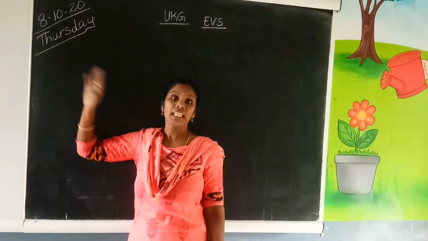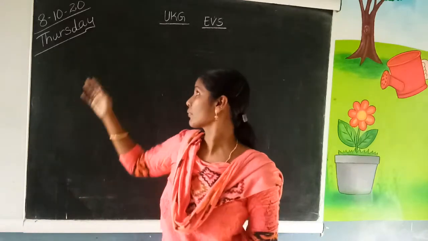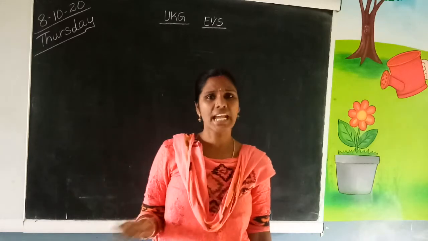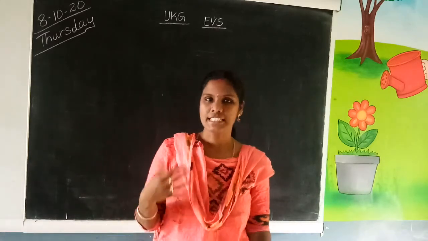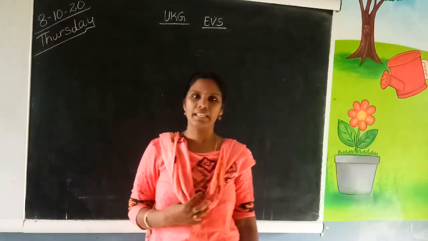What is the day? Thursday. If today is Thursday, what will be tomorrow? Friday. Thursday after is Friday. Thursday before is Wednesday. Yesterday was Wednesday, today is Thursday and tomorrow will be Friday.